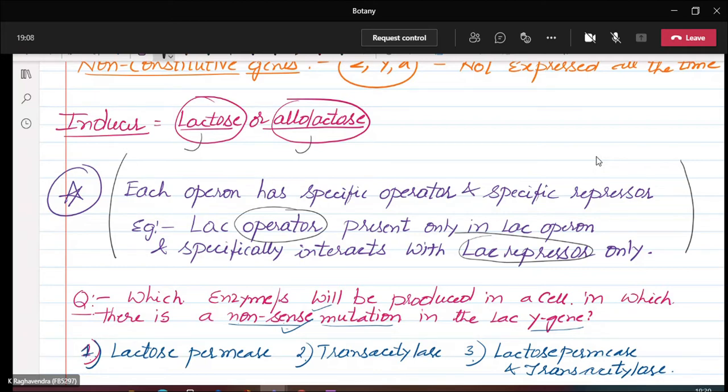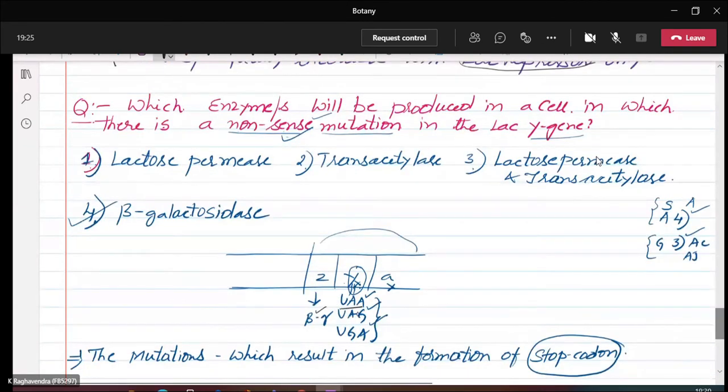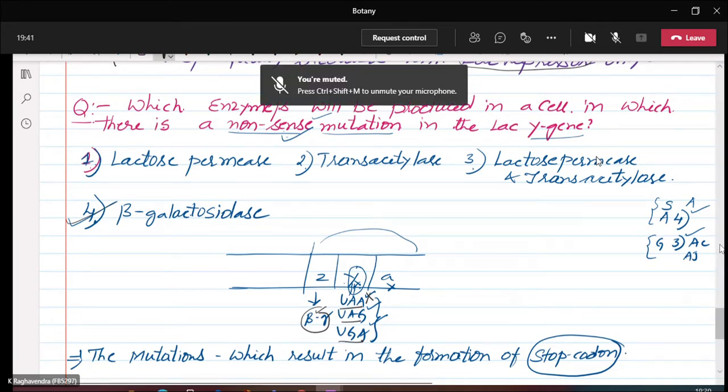Nonsense mutations are the mutations which result in a stop codon: UAA, UAG, UGA. When a nonsense mutation occurs in the Y gene, I have explained this in the previous class. Here, transcription occurs up to the Z gene. In the Y gene, the mutation results in UAA or UAG or UGA, which ultimately stops the process. So you will get only the beta galactosidase enzyme. According to this explanation, beta galactosidase is the correct answer, right? This is what we discussed in the previous class.